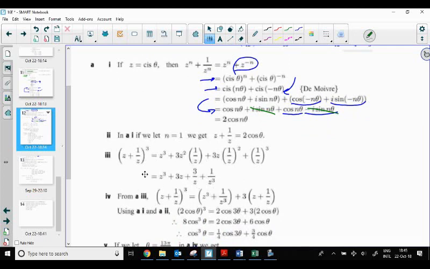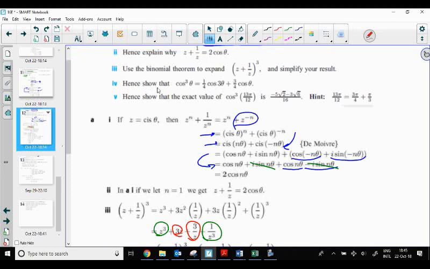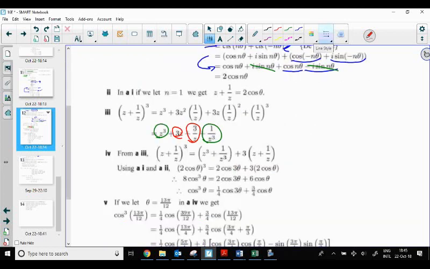We get here. Noticing that we've got z cubed plus 1 over z cubed and 3z plus 3 over z, those two are going to work in pairs now for Roman numeral 4. Let's just scroll up to see the question again. We're going to show that cosine cubed is equal to this. Well, for starters, using the result that we just worked out, we've got this line. We're factoring out the 3 from the red pair.